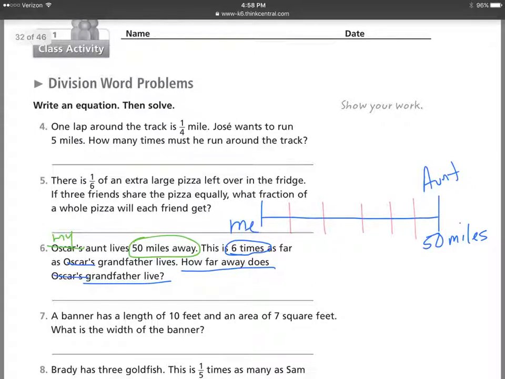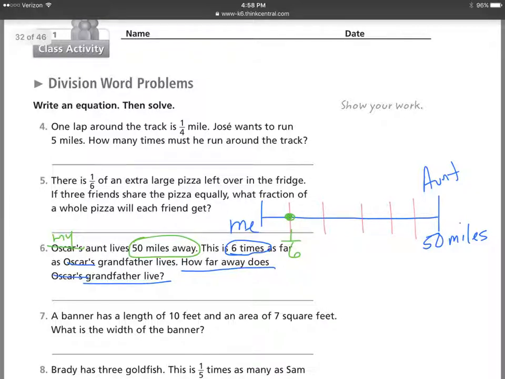And now I need to figure out where my grandfather lives. My grandfather lives at the 1/6 mark. And how do I know that? Well, it says that my aunt is 6 times farther than grandfather.